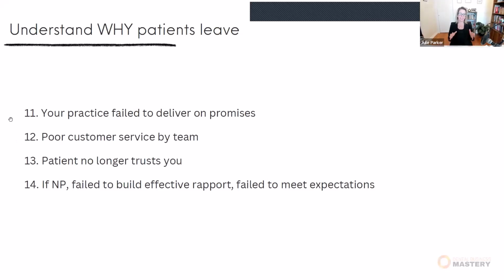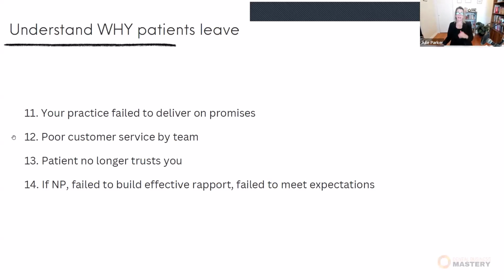Another reason why patients leave is your practice failed to deliver on promises. So there used to be a certain standard of care or a type of system or a way of paying off an account or whatever, and that's changed. And so now you're kind of failing on your promises to deliver. Could be even a promise of, I really assure you that this is the best treatment for you. You're going to love the results, all the rest of it. Something goes wrong, they don't love the results, you failed to deliver on the promises.